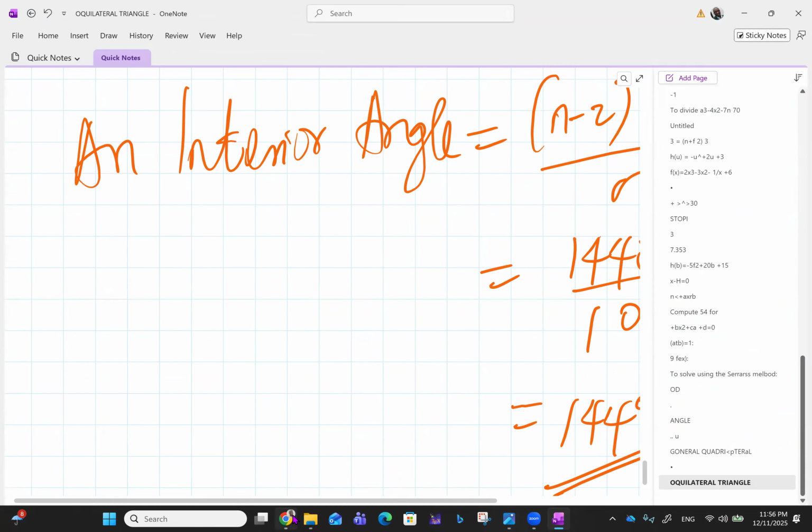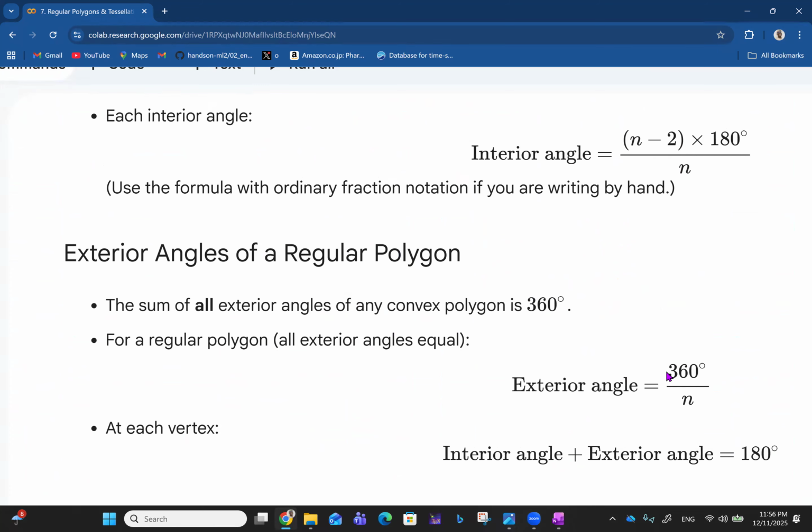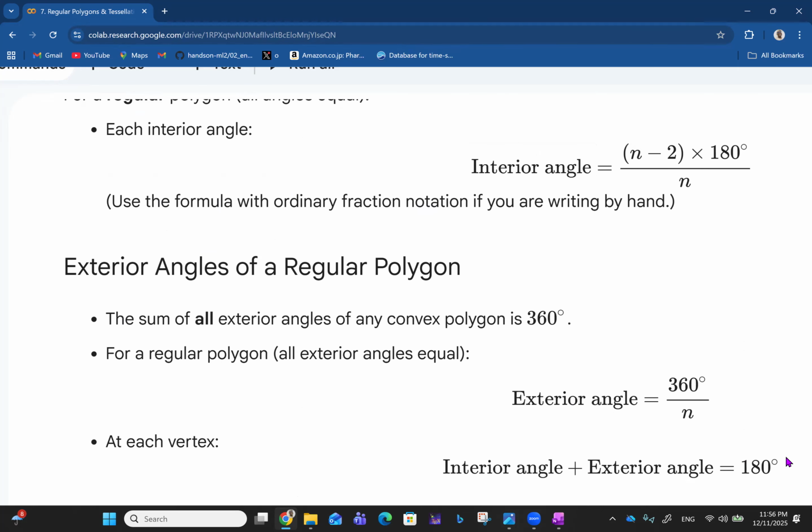So now we move on to the idea of exterior angles. The sum of all exterior angles of any convex polygon is 360 degrees. So any polygon at all, whether it is regular or not. But for a regular polygon, all exterior angles will be equal. So it means one exterior angle will be 360 degrees all over n. So at each vertex, interior angle plus exterior angle is 180 degrees.